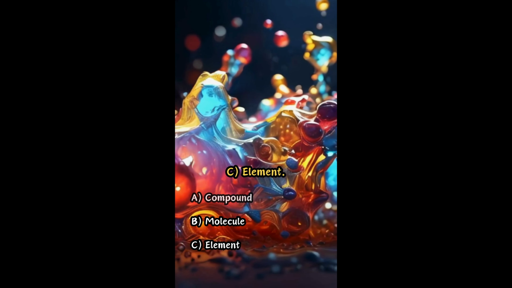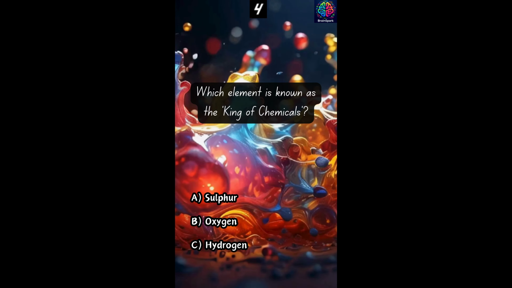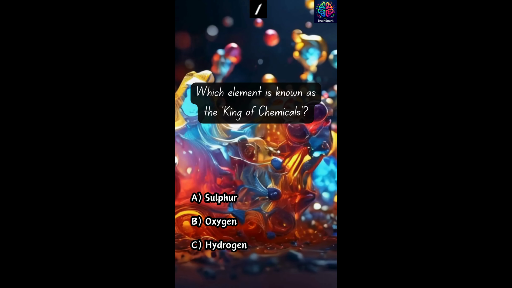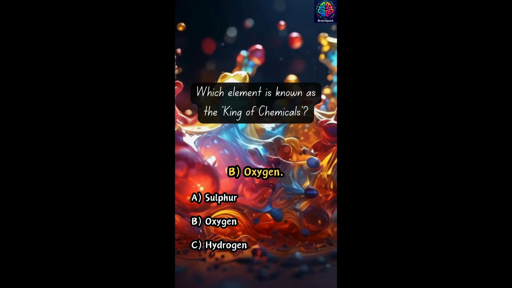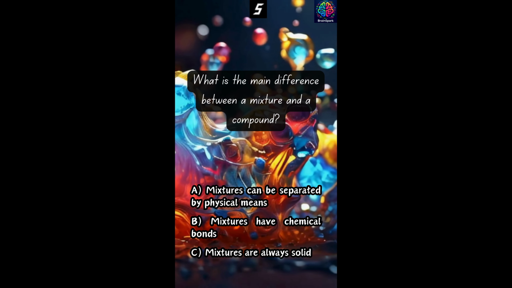C. Element. Which element is known as the king of chemicals? B. Oxygen. What is the main difference between a mixture and a compound?